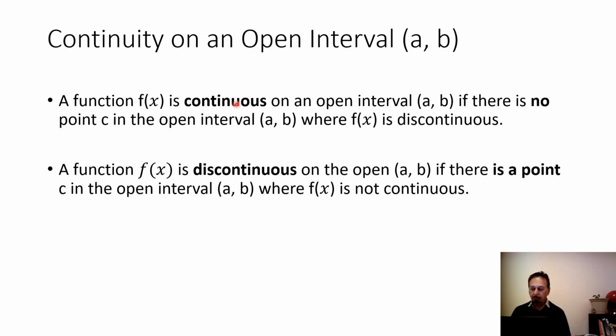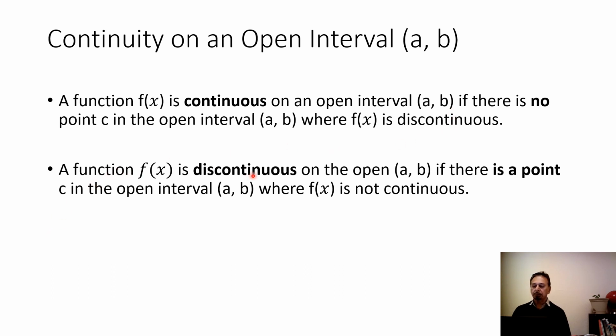A function f of x is continuous on an open interval a, b if there is no point c in the open interval a, b where f of x is discontinuous. What we're saying here is that f of x is continuous on an open interval a, b if f of x is continuous at every point in the interval a, b, excluding a and b.